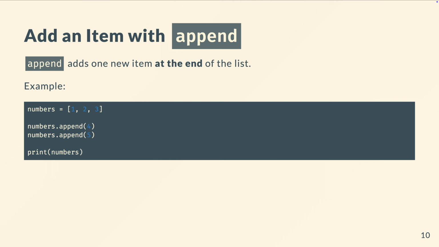Now let's add items using append. Append adds one new item at the end of the list. Number starts as 1, 2, 3. Then we append 4, so 4 goes to the end. Then we append 5, so 5 also goes to the end. What do you think the final list will be?